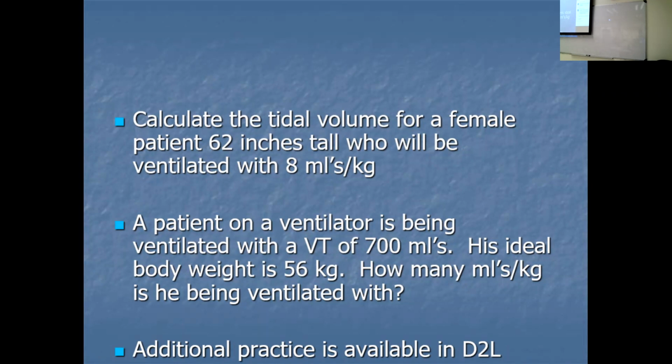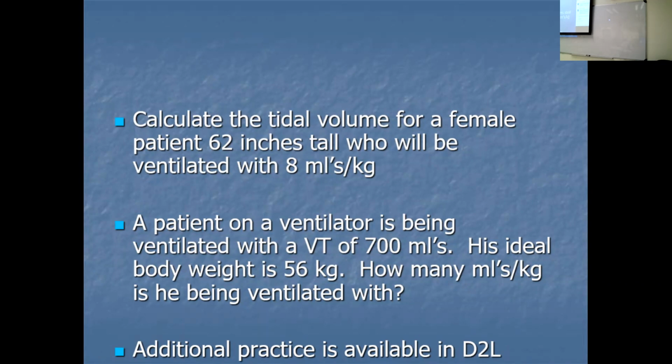So you take the ideal body weight multiplied by 8 mLs per kilogram, because that's what I told you we're going to ventilate with. When you multiply those two, you're going to come out with mLs. So that's how you figure it out.